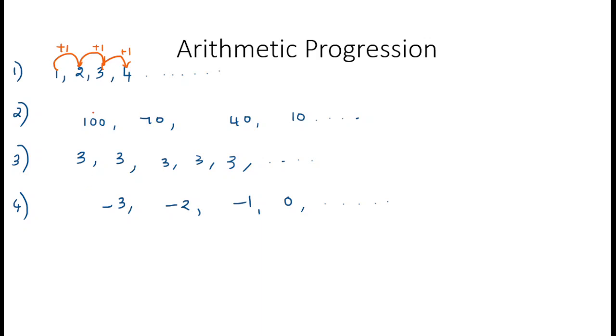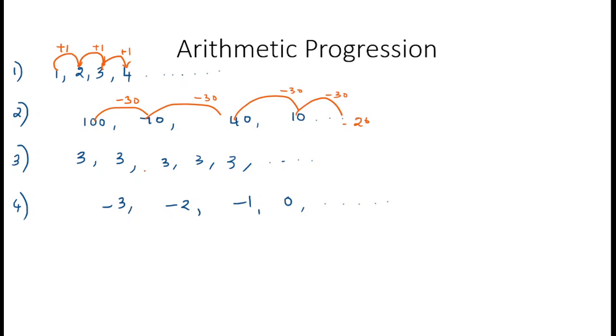Here, second example, you see, there is 100. First number is 100. Then from 100, they have subtracted 30. So we got 70. Again, they have subtracted 30. So we got 40. Again, they have subtracted 30. So we got 10. So again, to get a further number, we have to subtract 30 from 10. Isn't it? So we get -20.